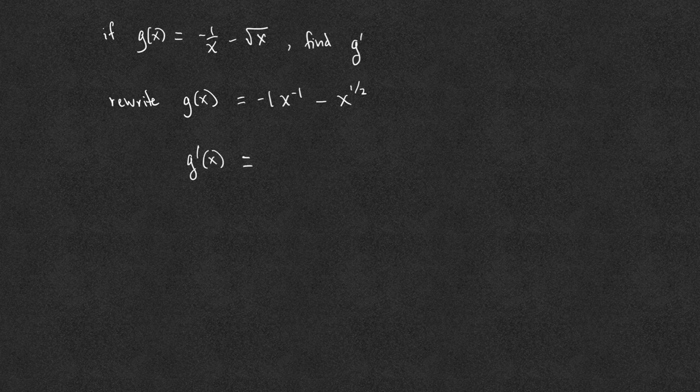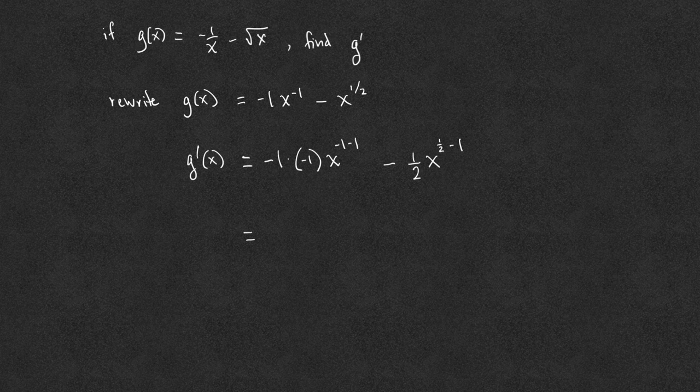For the first term, we use the general power rule. We take the constant multiple times the exponent. We write the variable x again and lower the exponent by 1. For the second term, we put the power in the front as the coefficient, write x, and lower the exponent by 1. We then need to simplify this.